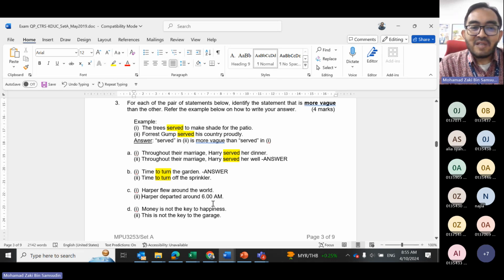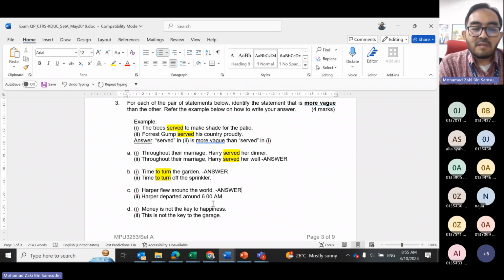So, two statements of it. Okay, this one actually tak ada perkataan yang sama, tapi dia konteks yang sama, atau merujuk kepada situasi yang agak sama. Harper flew around the world. Harper departed around 6 a.m. So, mana yang more vague? More vague, definitely, is the first one. Sebab dia kata, all over around the world.